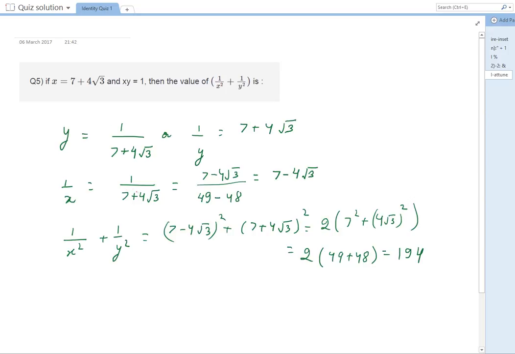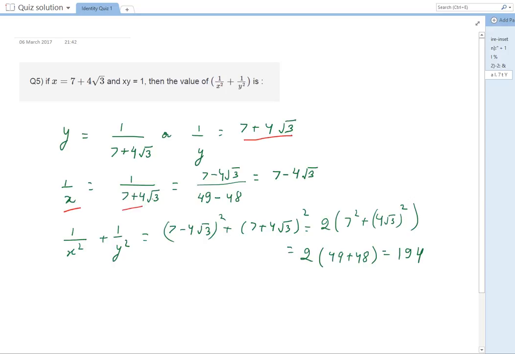it's actually a third thing, how to bring the denominator into the numerator when you have a complicated denominator of the format given. So we have x and we have a relationship between y and x, and we have to calculate the value of 1 by x square plus 1 by y square. Now you can write y as 1 by x, but since we need 1 by y which is equal to x, we can write that as 7 plus 4 root 3. However, we also need 1 by x, and that is 1 by (7 plus 4 root 3).